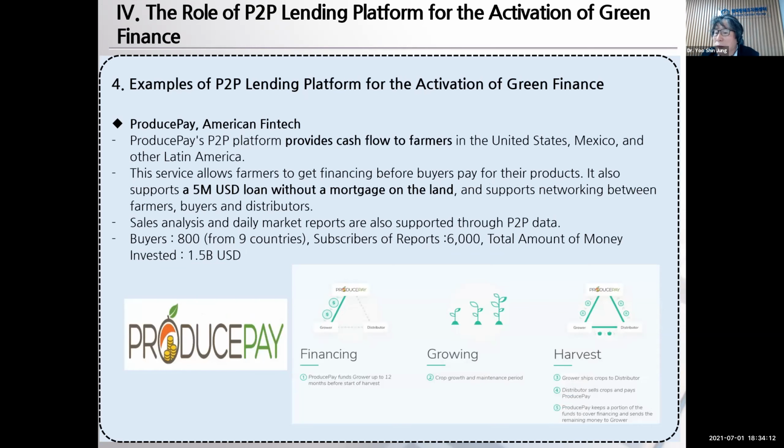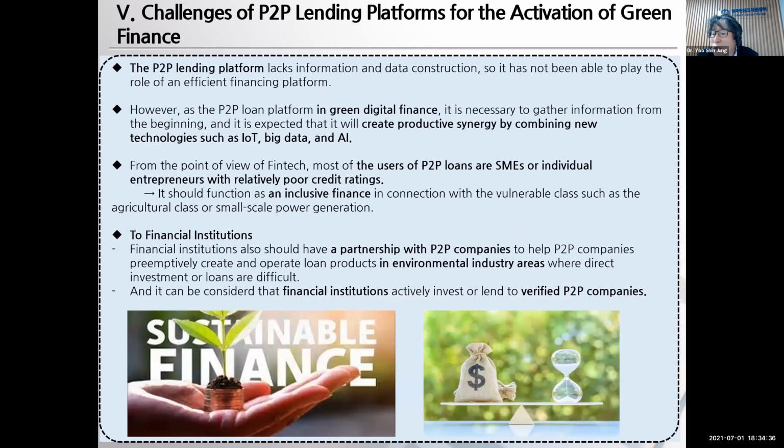Produce Pay, the P2P platform, is to provide cash flow to farmers. It's in the United States and Mexico and other Latin American countries as well. So it's a P2P lending vehicle that can be applied in many areas. Challenge of P2P lending platform.